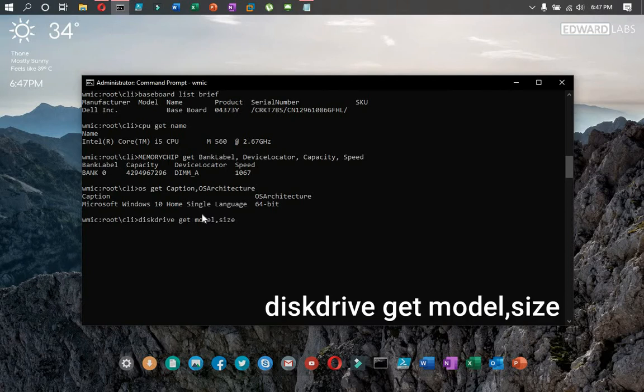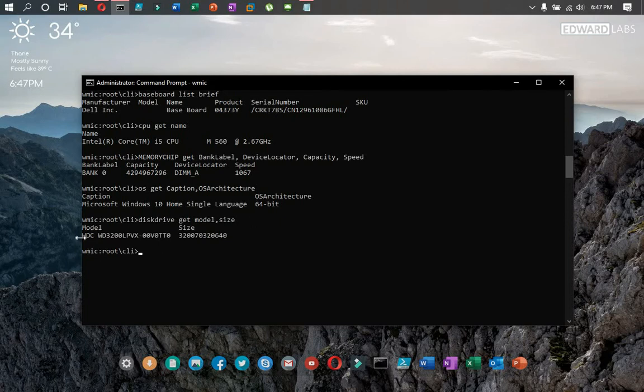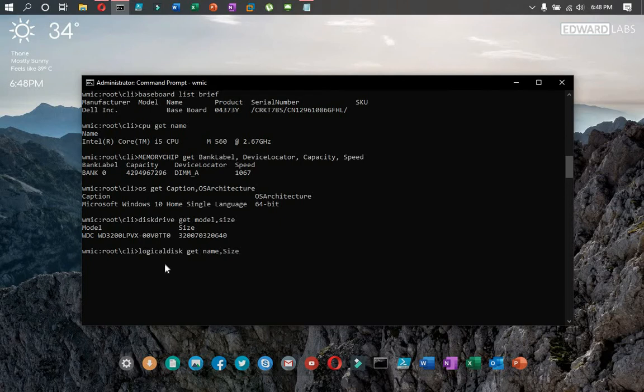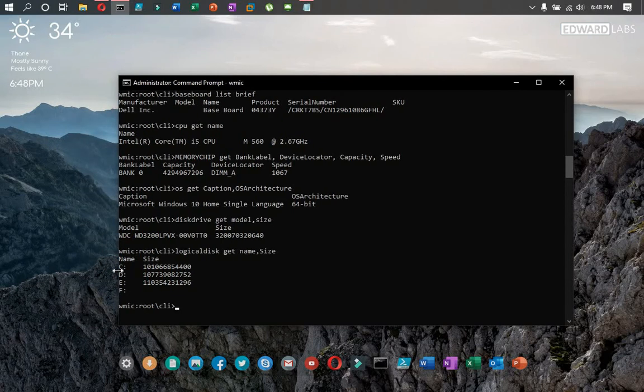Diskdrive get model, size. This command gives you information about the hard disk drive. This system is using a Western Digital hard drive with approx. 320 GB capacity. Logicaldisk get name, size. This command gives information about drives with drive names. The hard drive is divided into 3 parts, C, D, and E in this case.